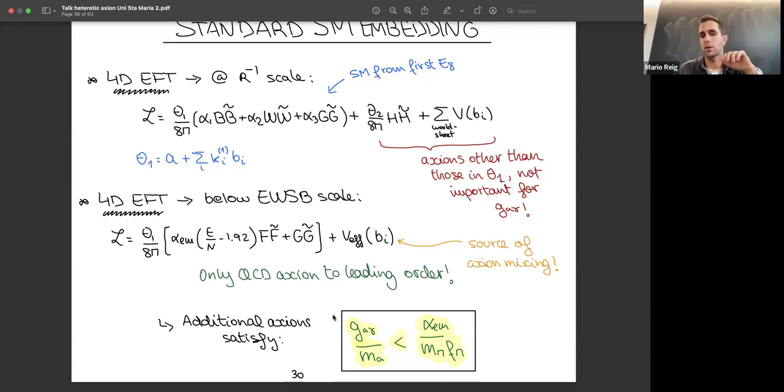Now, all the string effects, all your ignorance about what's going on with the second E8, with the possible stringy instantons, with the compact space, are codified into an effective potential for the model-dependent axions. But you only have a single linear combination that couples to photons, meaning that any other axion that is not inside theta 1 can only couple to photons if it arises through mixing with theta 1. And when you have a mixing-induced coupling, it is necessarily smaller than the initial coupling. If theta 1 couples at tree level to photons and I mix some other axion with theta 1, I get a mixing-induced coupling for the second axion, but it has to be necessarily smaller than the coupling of theta 1. So at the end of the day, at leading order, only the QCD axion couples to photons, and any additional axion or axion-like particle necessarily satisfies this bound.